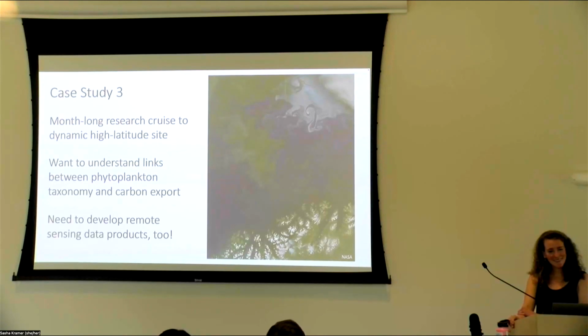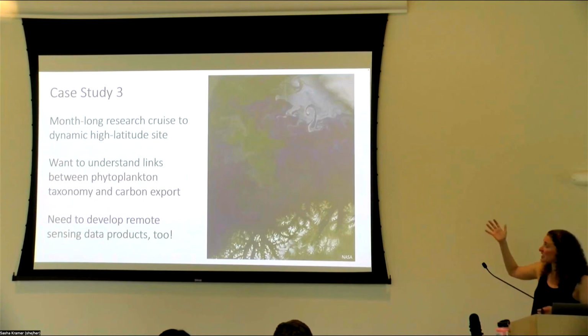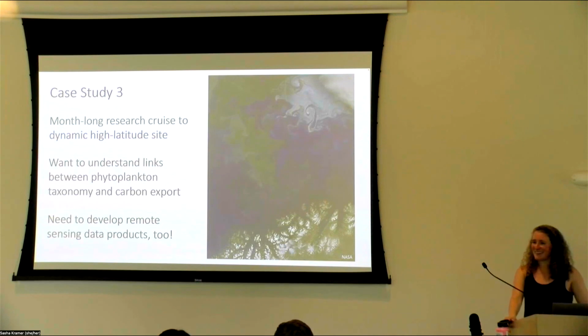Totally. Okay. So you need to make sure you have in-water methods to be able to, when you can't see the surface ocean from satellites, have your in-water measurements. Cool.